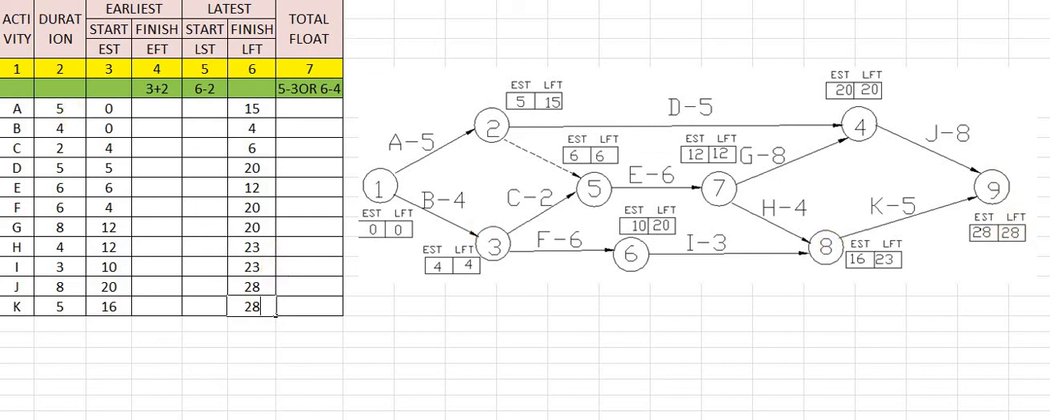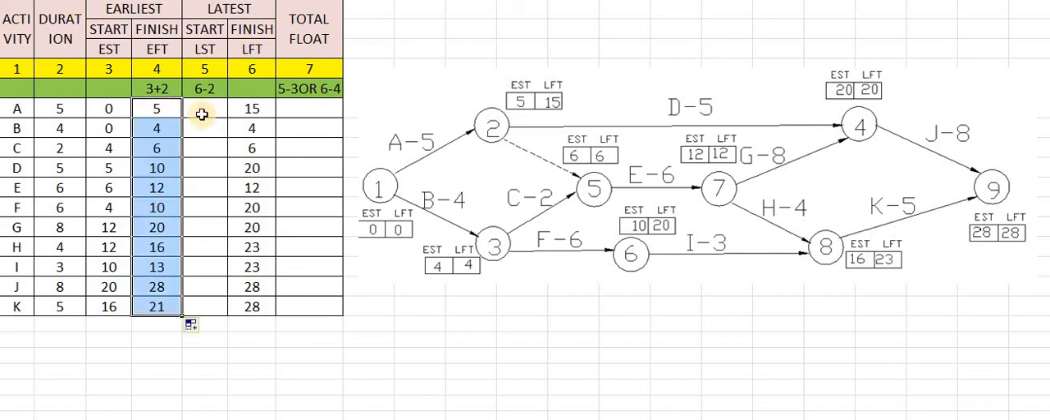So in this way we have to feed LFT properly, and we have to feed EST. Okay. Next important is how to calculate EFT. EFT is just the addition of EST and the duration. That is column number 3 added with column number 2 gives the earliest finish time. So we will take this value and copy it here. Okay.